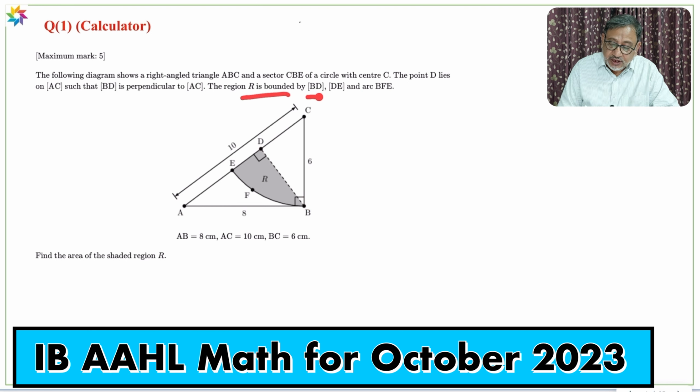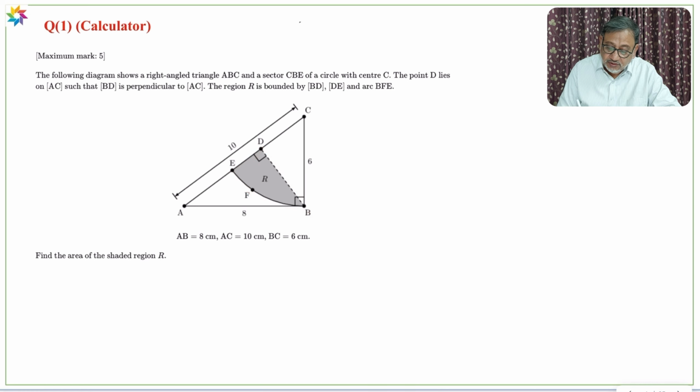The region R is bounded by segment BD, DE and arc BFE. This shaded area is bounded by BD, this one, then DE, this one, and the arc BFE. Now find the area of the shaded region. We have to find this area. To find this area, we have to find the area of the whole sector, and from that minus the area of this triangle. That will give us the shaded area.